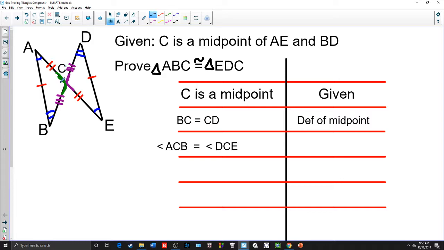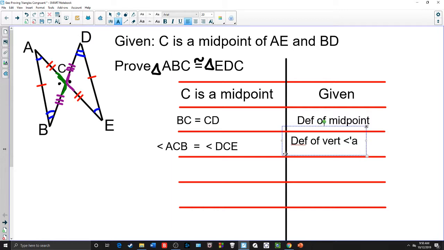So that means that this angle right here has to be equal to this angle right here because of the definition of vertical angles, or the vertical angle theorem if you want. So because they make a pair of vertical angles, I know that this side, ACB, is congruent to this side, DCE. So we would say by definition of vertical angles.